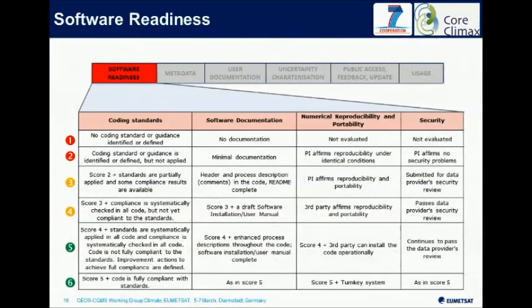And then, when a data set is maturing in that aspect, a standard is defined or identified, but it's not applied. Then a standard is partially applied, and when it gets full maturity, the standard is defined, the standard is applied, the standard is fully checked in the code, and the code is fully compliant with the standard. Then it gets a full score, or score 6, in that category. It's similar for other categories as well.